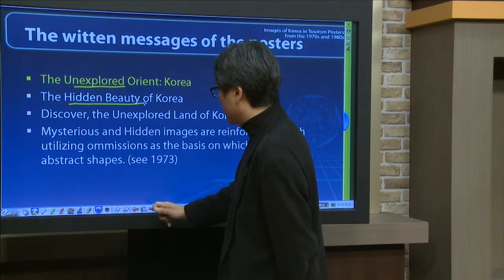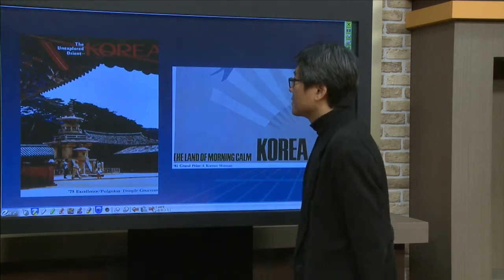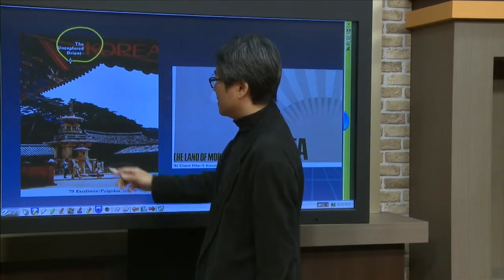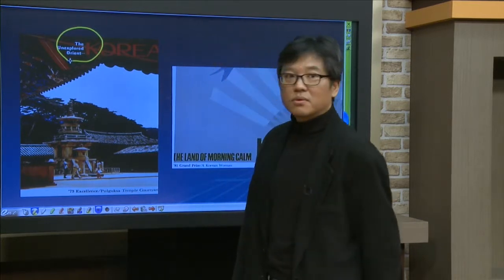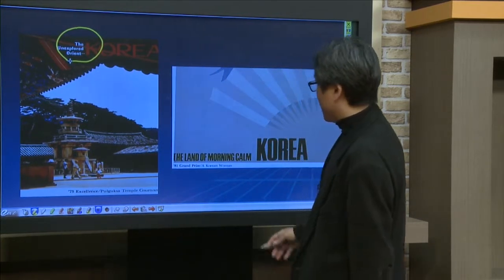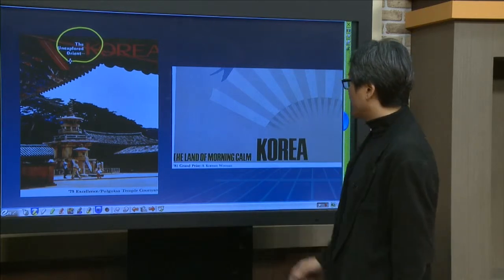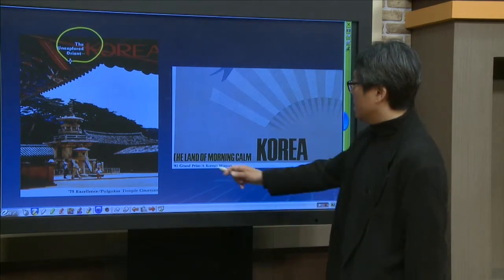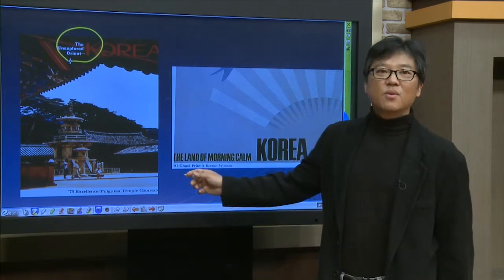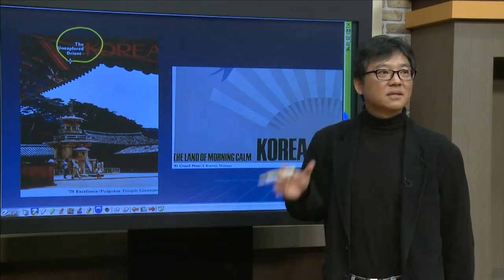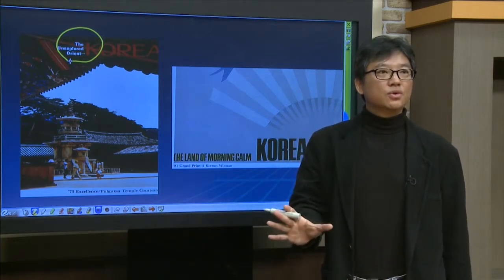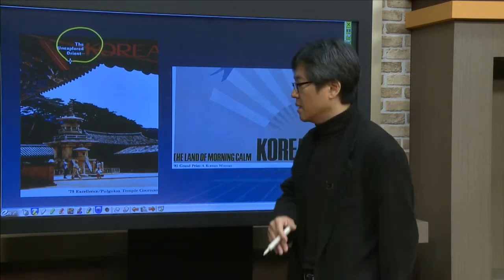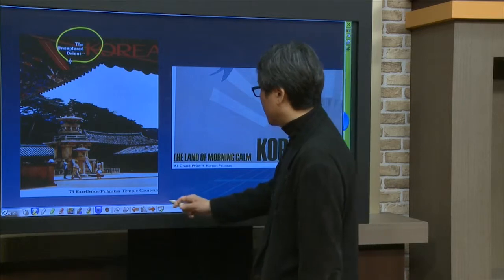Let's look at one of the examples here. This is what I meant. The unexplored Orient. This is again an image of the famous Bulguksa Temple in Gyeongju. And again, 1981 grand prize. I took one part of these posters: the Land of Morning Calm. This is 1981, not 1900, but they still continue to use this phrase to appeal to what? That's the main question I keep asking here.